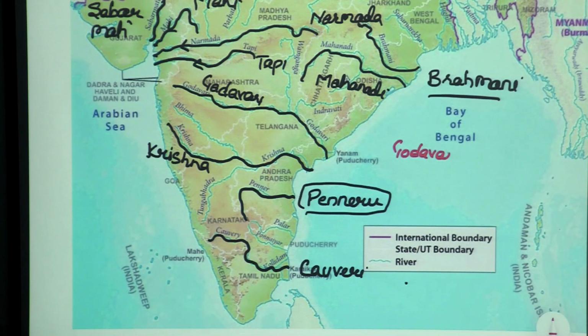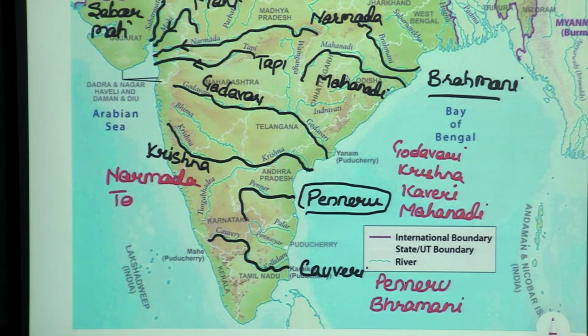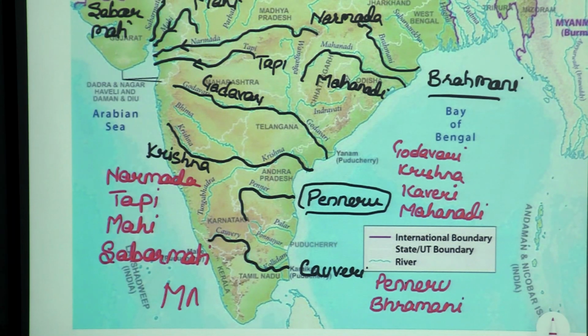Godavari, Krishna, Kaveri, purposefully writing both the spellings, Mahanadi, Peneru, Brahmani, Narmada, Tapi, Mahi, Sabarmati are the 10 peninsular networks that as per our NCERT qualify as major drainage basins in the peninsula.